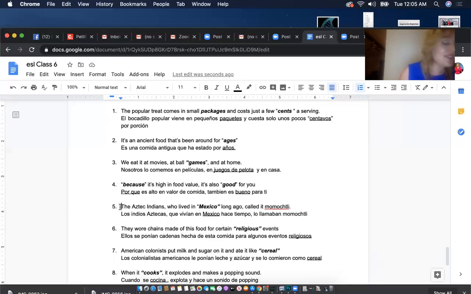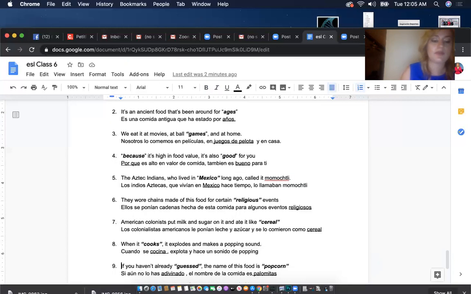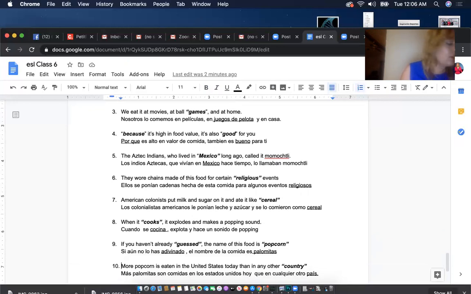5, the Aztec Indians who lived in Mexico long ago called it mamochli. They wore chains made of this food for certain religious events. 7, American colonists put milk and sugar on it and ate it like cereal. 8, when it cooks, it explodes and makes a popping sound. 9, if you haven't already guessed, the name of this food is popcorn. Number 10, more popcorn is eaten in the United States today than in any other country.